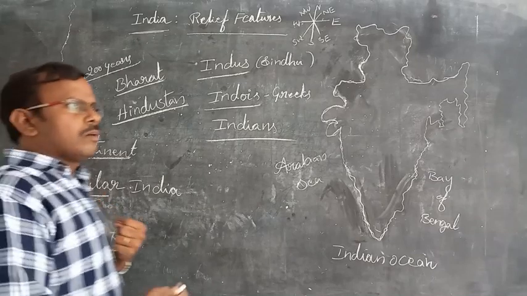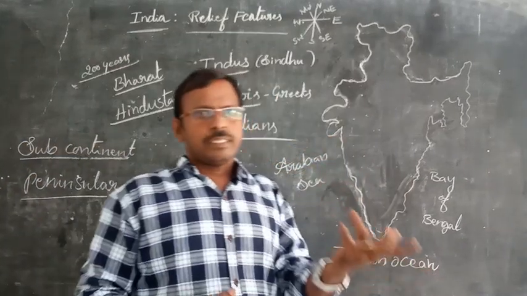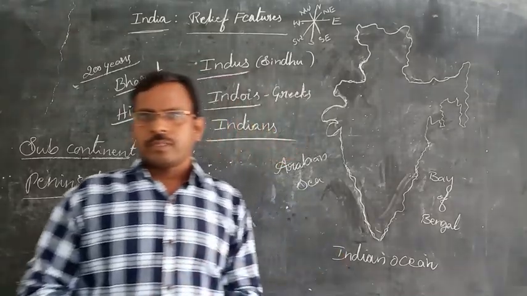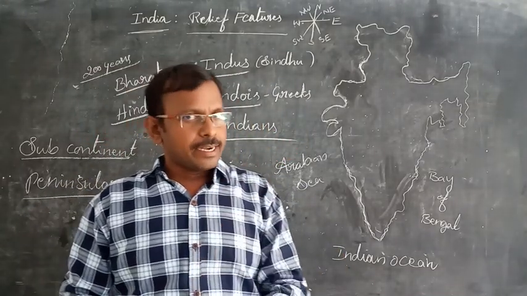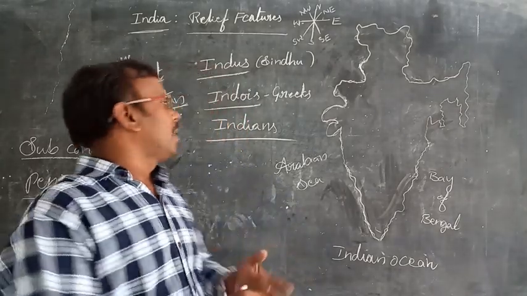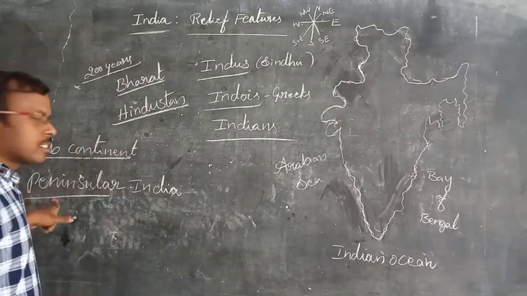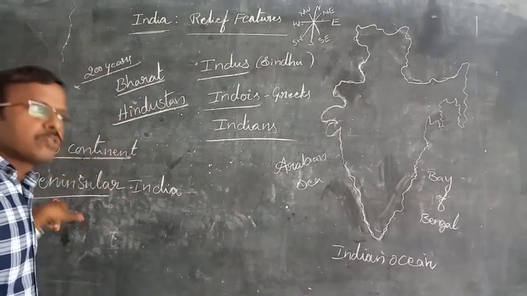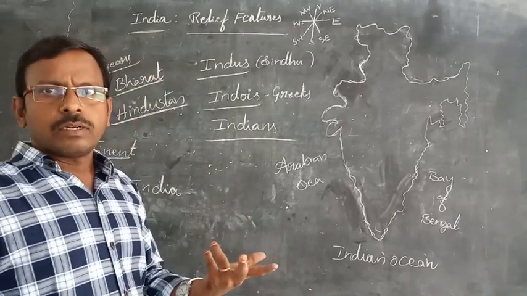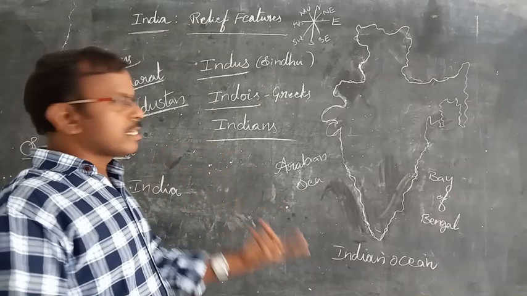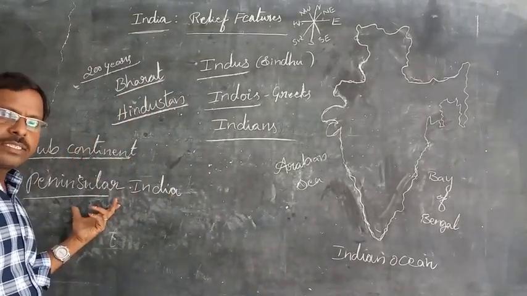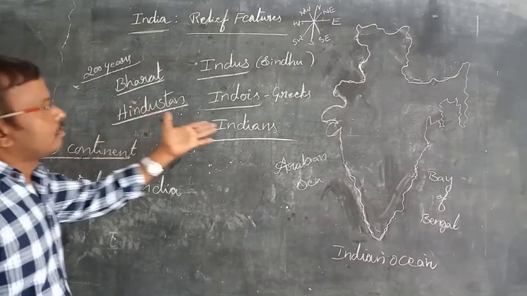A subcontinent has distinctive features and different geological characters like a continent, and India has these too. That's why India is called a subcontinent. Next, peninsular India. India has 3 sides water, which is a peninsula, so the land covered on 3 sides by water. That's why India is peninsular India. These things we have to know first.